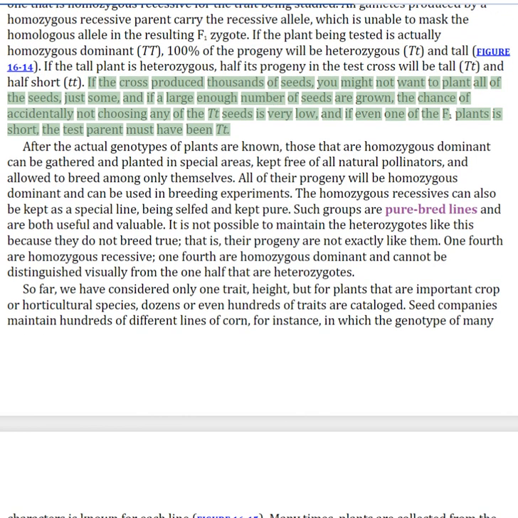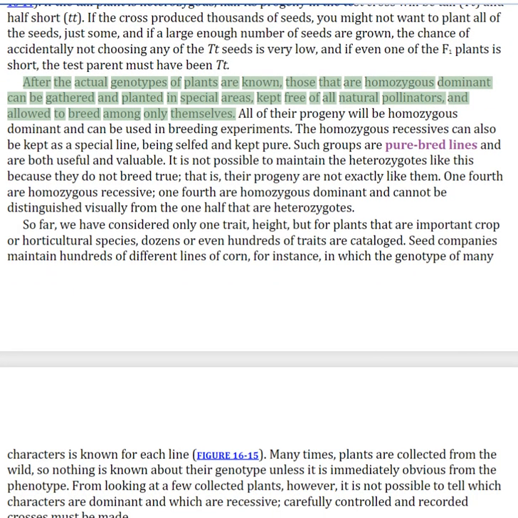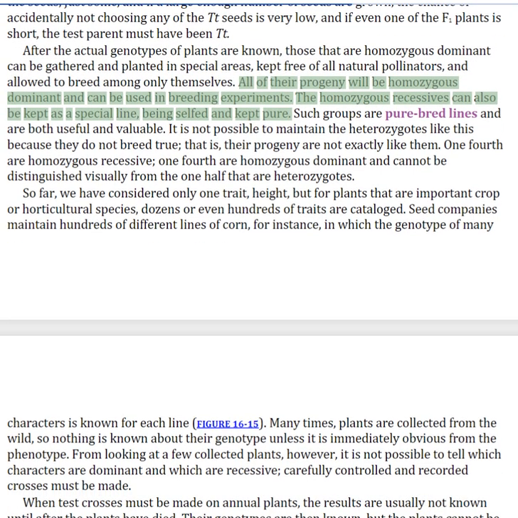If the cross produced thousands of seeds, you might not want to plant all of the seeds, just some, and if a large enough number of seeds are grown, the chance of accidentally not choosing any of the tt seeds is very low, and if even one of the F1 plants is short, the test parent must have been Tt. After the actual genotypes of plants are known, those that are homozygous dominant can be gathered and planted in special areas, kept free of all natural pollinators, and allowed to breed among only themselves. All of their progeny will be homozygous dominant and can be used in breeding experiments.